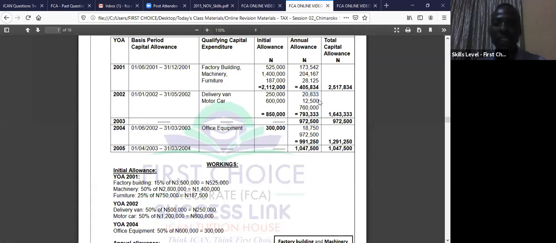Then, how did we get this 760? There's nothing here. This 760 is the annual allowance of factory and building for 2001, that is for 2002 now, because you started charging from 2001. So this is their second year now, plus machinery, plus furniture.